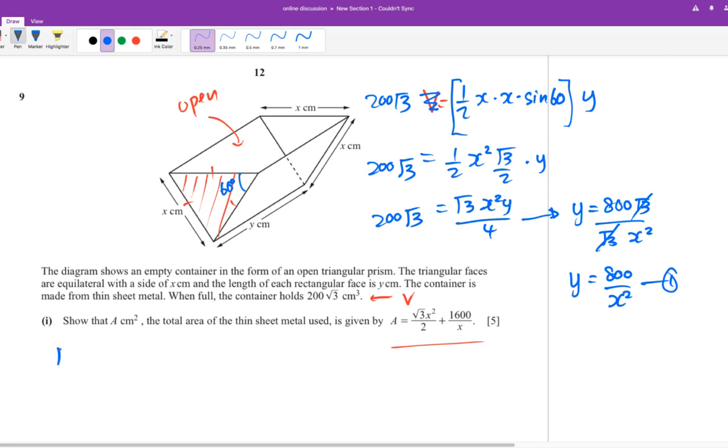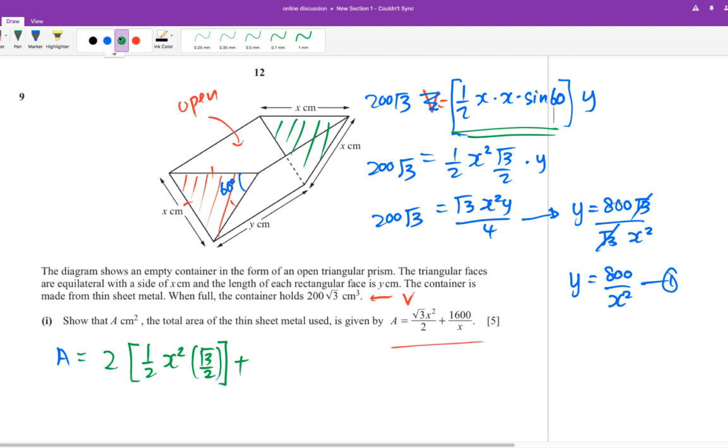Okay, so now I want to find the area. First I need to find these two triangles here, which I already did the formula for. So we have two triangles, so it will be half x squared sine 60. Sine 60 is surd 3 over 2. Now we're done with the triangles. Plus, how many rectangles do we have? We have two rectangles. I'm going to shade the rectangle with the blue color. You have one rectangle here and the other one on the other side. So you have two rectangles. Rectangle area is x times y.